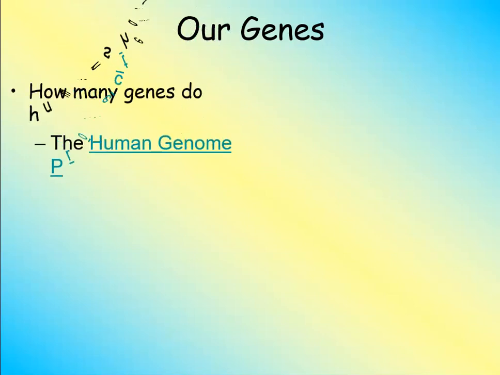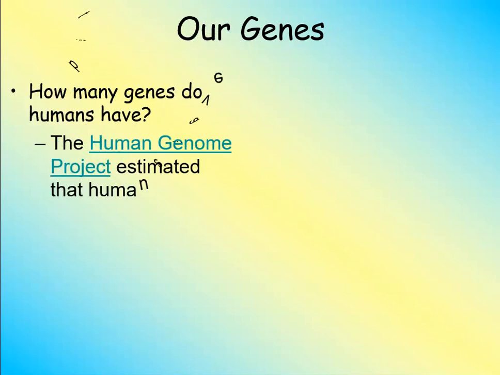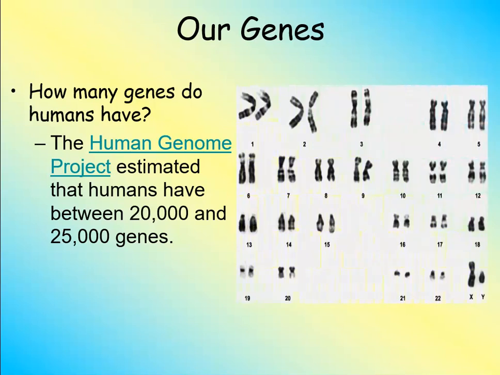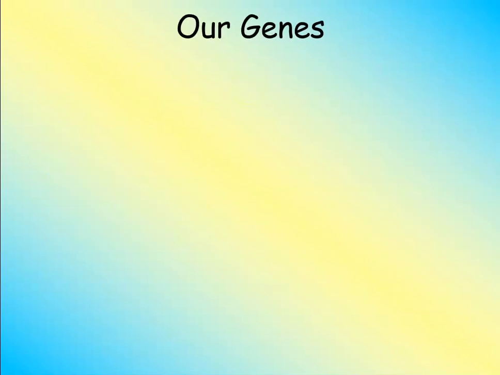So, how many genes do humans have? Well, according to the Human Genome Project, it's estimated that we have between 20,000 to 25,000 genes. Okay, and again, these are chromosomes. And then these genes are found on your chromosome in a specific area. So, half of these chromosomes are coming from mom, and half of these chromosomes are coming from dad. They're not all coming from one single parent.